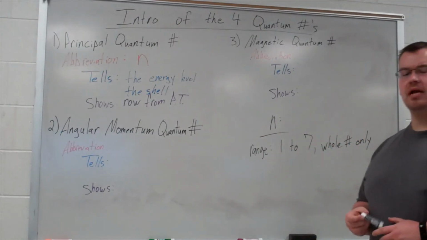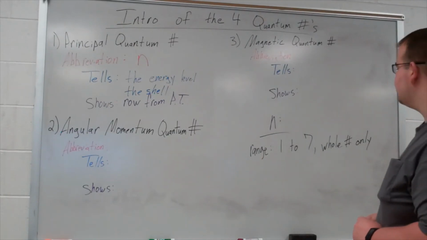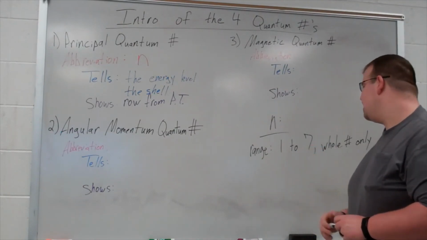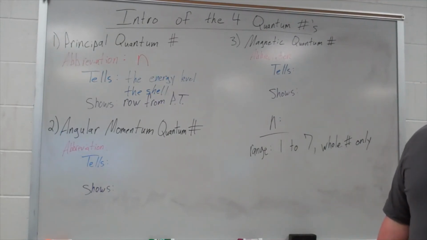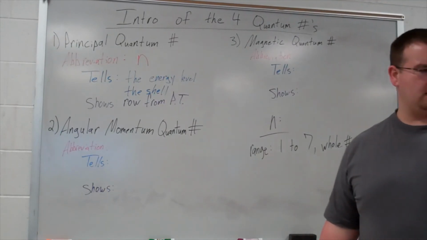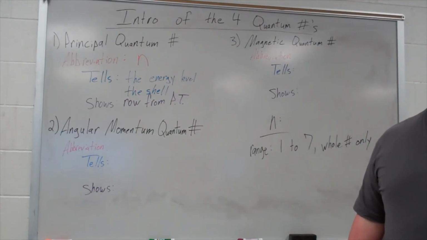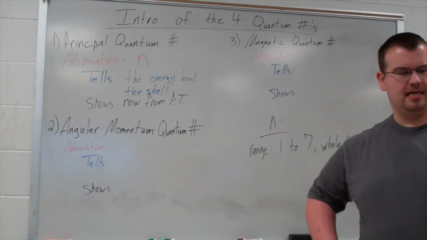The lowest number n can be is 1. The highest number n can be is 7. And it has got to be a whole energy level. Alright? If you guys got any questions, please, please, please let me know.